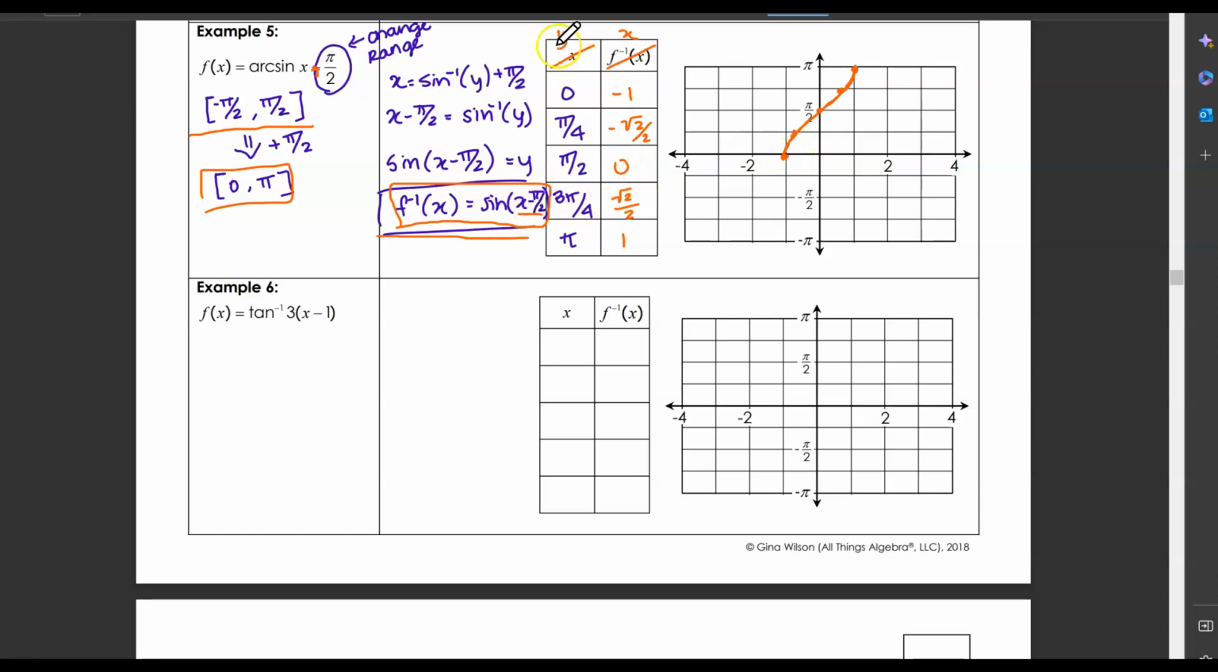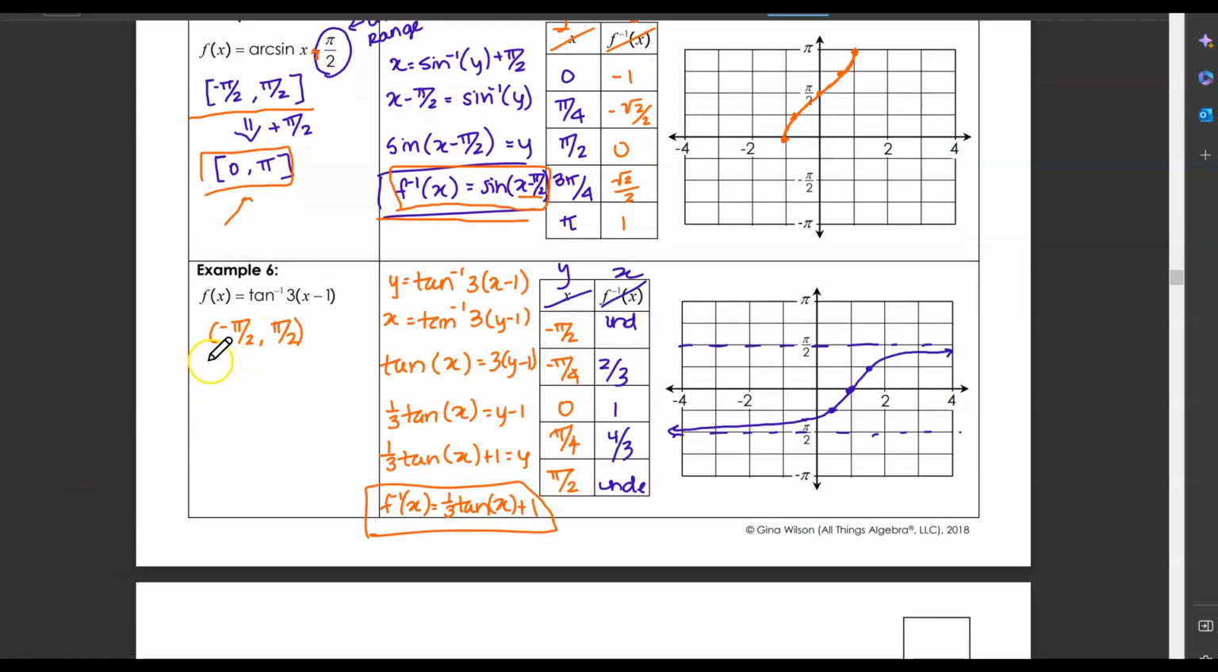So now we're going to re-invert those. So here's our y, here's our x value, and we start plotting those on our coordinate plane. And so we should see this small little graph that goes from 0 to pi as our range as stated. All right, go ahead and try number 6.